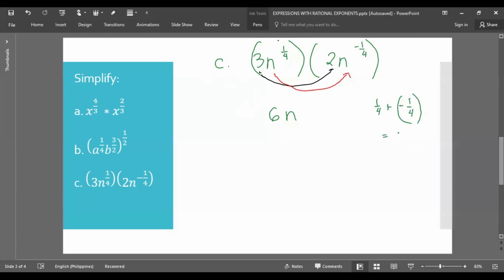The result is 0. You may verify it using your scientific calculator. So if n is raised to 0, what's the value of this? Any number or variable, when raised to 0, what's the result? It's always 1. So 6 times 1 is simply 6. So the answer in letter C is 6.